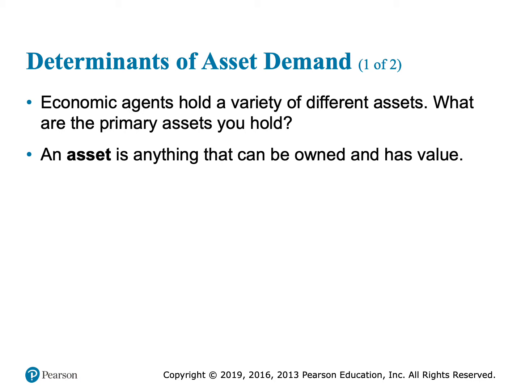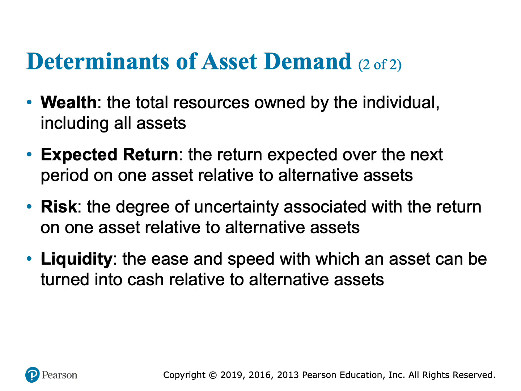We're going to be thinking about asset demand. Economic agents hold a variety of different assets. What are the primary assets that you hold? Well, an asset is anything that can be owned or has value. Some of the important determinants of asset demand might be wealth. These are the total resources owned by the individual, including all assets.